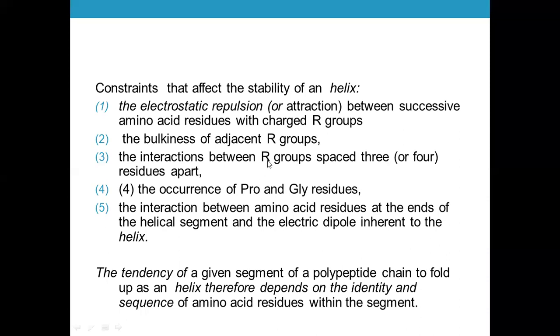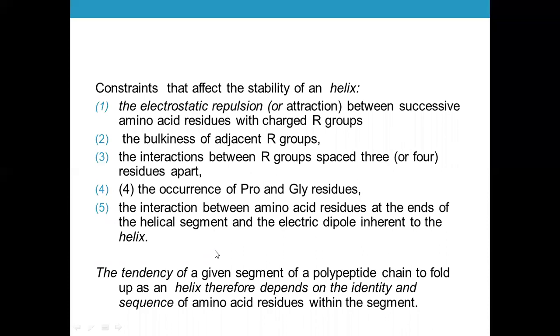For example, if they are both hydrophobic and close in proximity, they like each other because there will be some kind of hydrophobic interaction, or more of that weak van der Waals interaction. If polar R groups and non-polar R groups are close to each other, of course there will be no interaction, and it could affect the stability of the helix. Okay. Now more on the interaction between amino acid residues at the end of the helical segment.